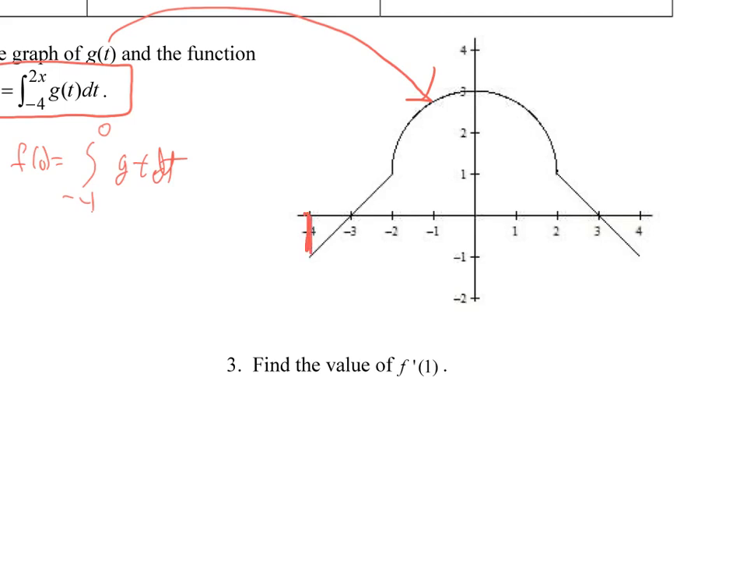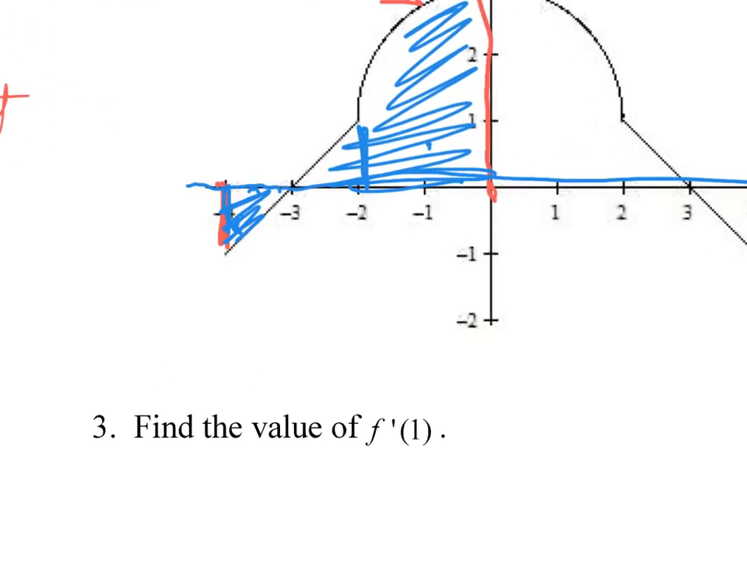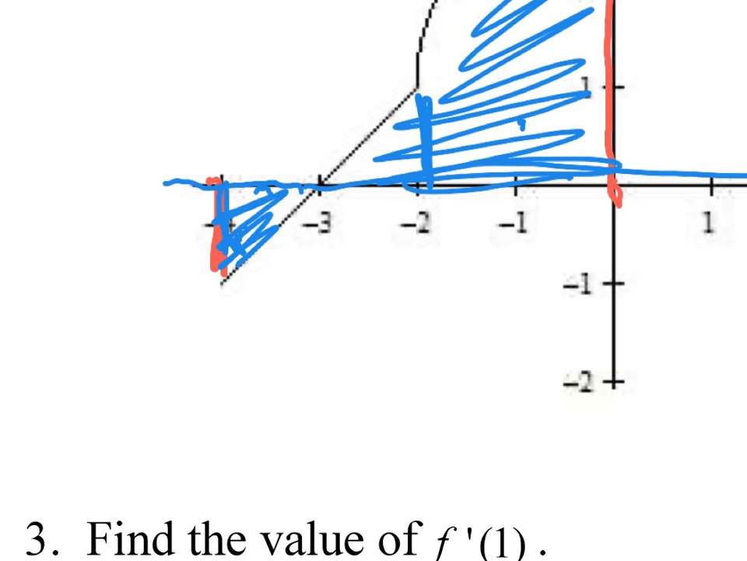Negative 4 starts here, 0 ends here. Bounded by the x-axis means all of this area and all of this area. This is negative area, this is positive area. There is a very good chance that these two triangles cancel each other out. Let me just do a fast inspection. The area of this triangle, base is 2, height is 1, 2 times 1 is 2. Half of that is a 1. That's a negative 1 area.